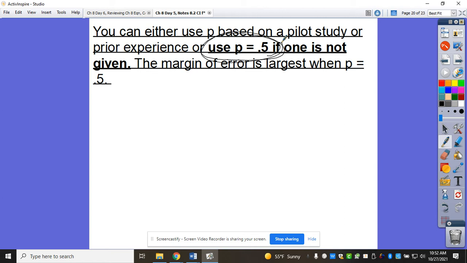We're using P equals 0.5 or P hat? P hat. Because the margin of error is highest when your P or P hat is 0.5. You have to write hats on this if you want to. It applies to other chapters too.